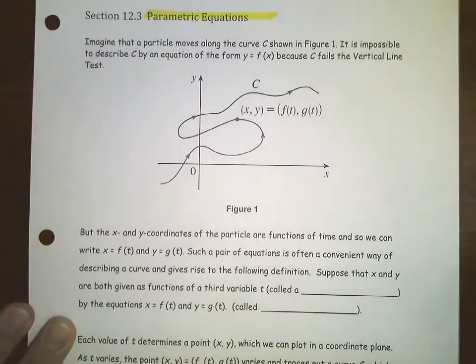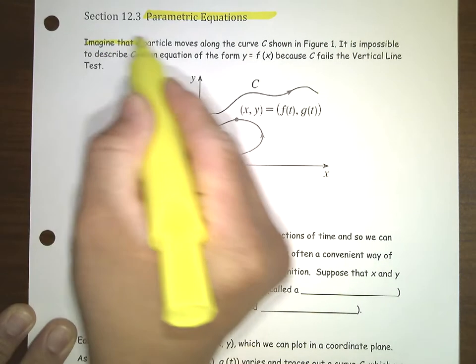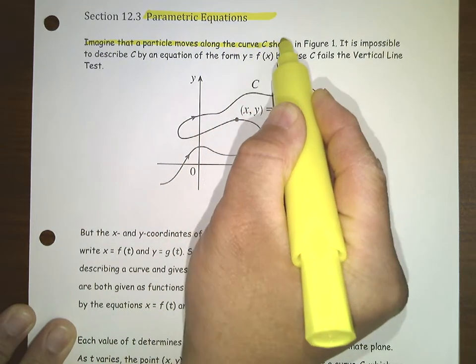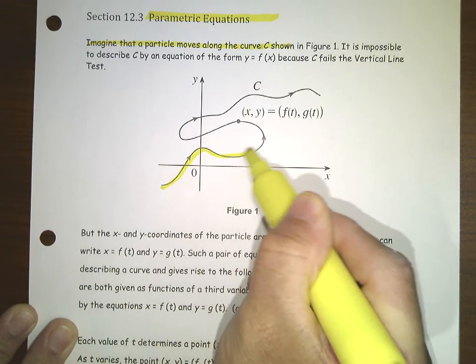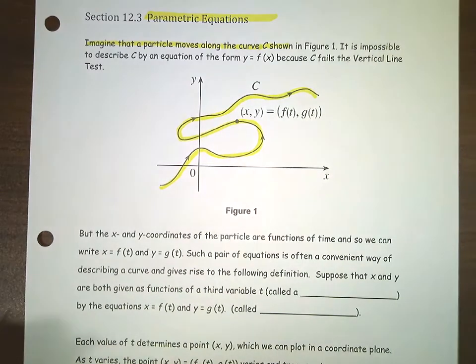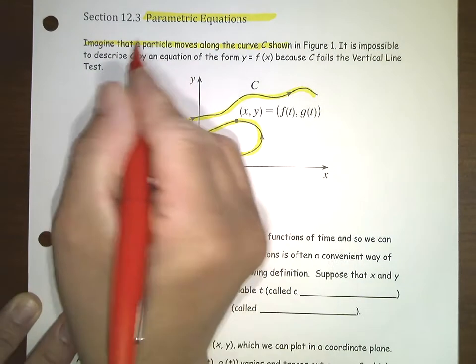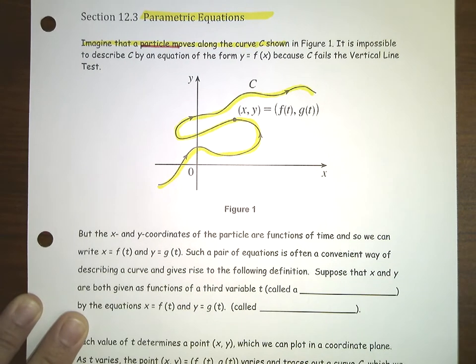If you look at this diagram below, you can imagine it as a particle that moves along the curve C. This is the curve C, and obviously this is not a function, but you can think of the coordinates of the object or particle as being functions of another variable. Let's just call it t.